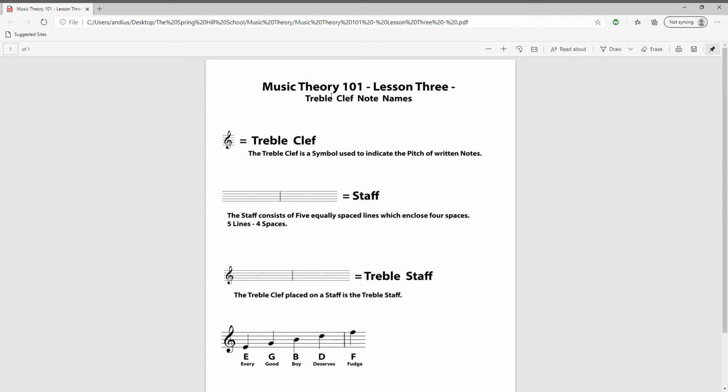Music Theory 101, Lesson 3. Today we're going to review the treble clef note names.